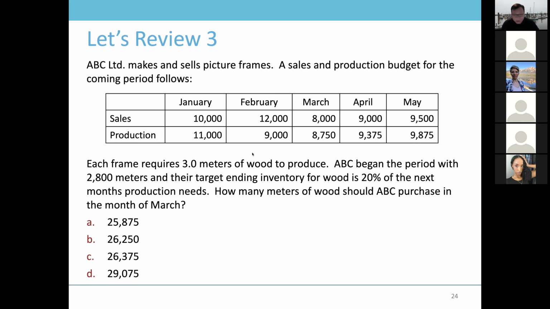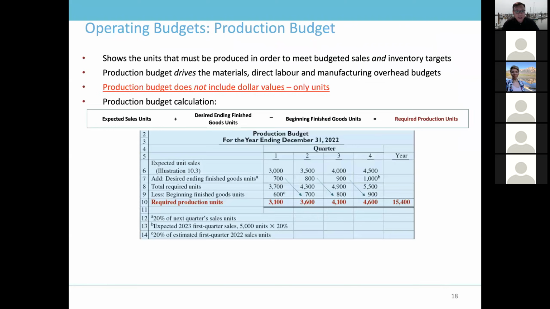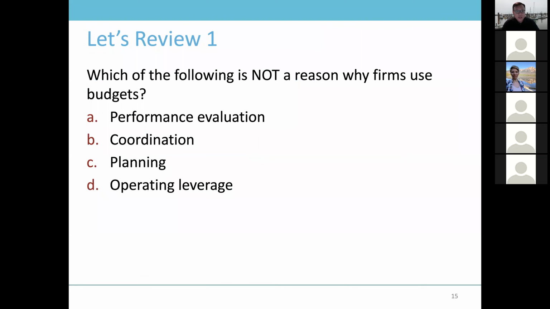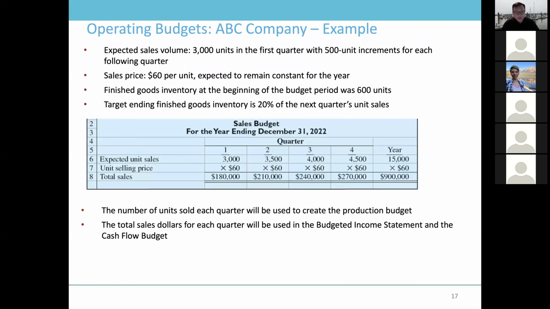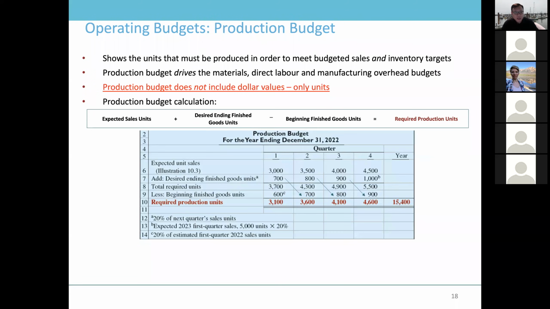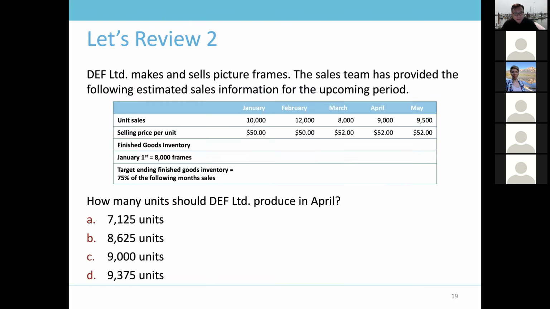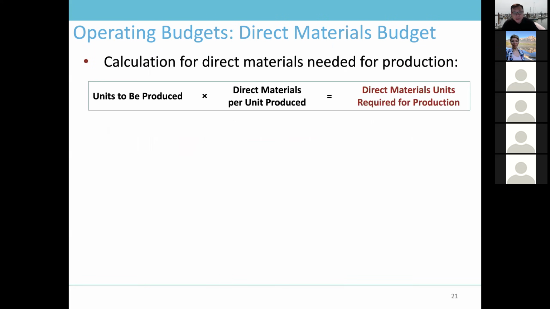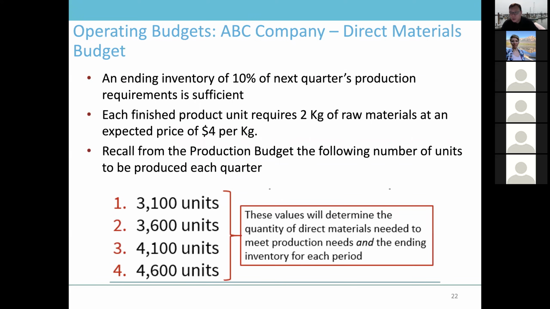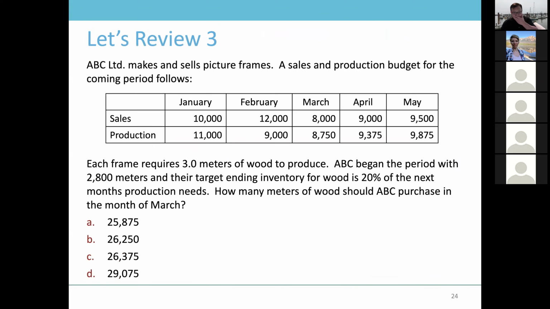So on Tuesday, we finished in this question. So far what we have done is we finished a sales budget and a production budget, and then we finished the direct material budget. That's what we did on Tuesday.